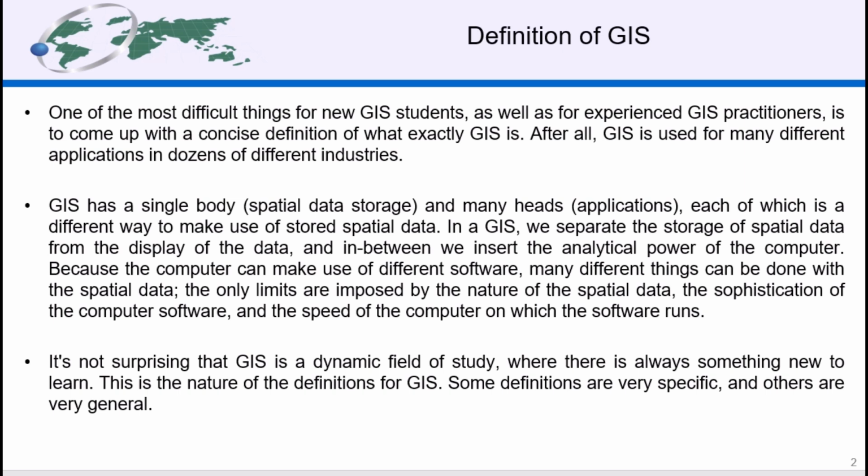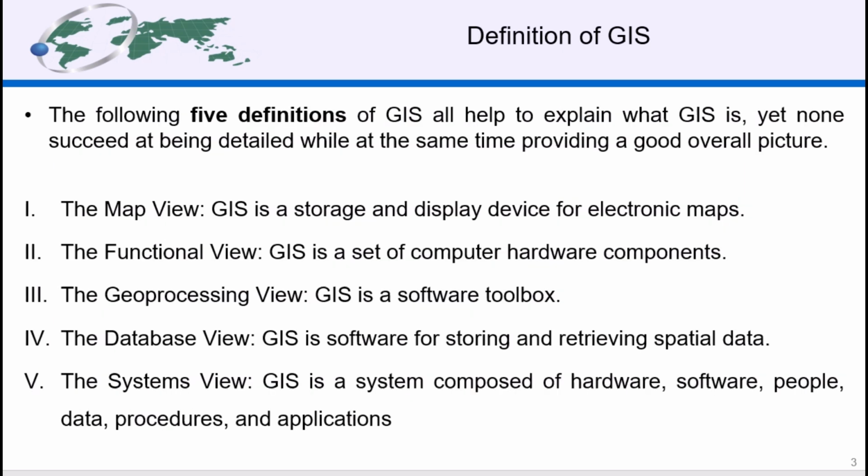The only limits are imposed by the nature of the spatial data, the sophistication of the computer software, and the speed of the system on which the software runs. It is not surprising that GIS is a dynamic field of study where there is always something new to learn. This is the nature of the definitions of GIS. Some definitions are very specific, while others are very general. The following 5 definitions of GIS all help to explain what GIS is, yet none succeed at being detailed while at the same time providing a good overall picture.